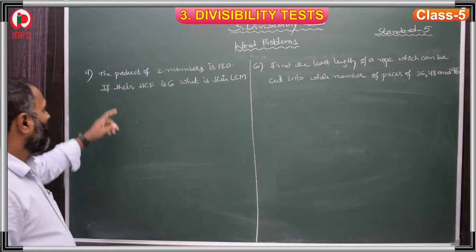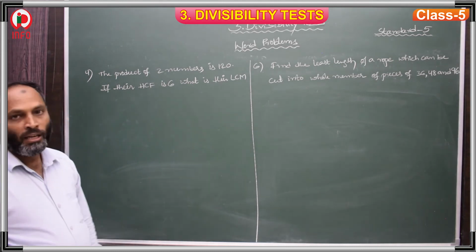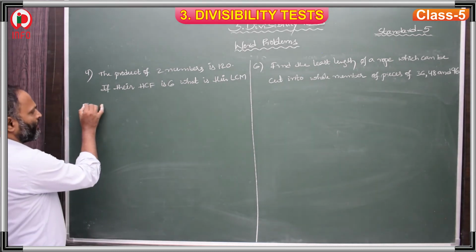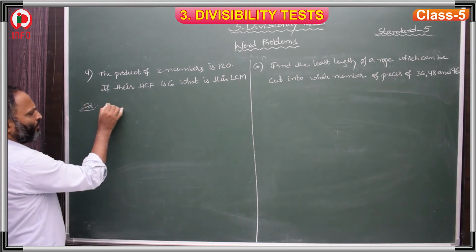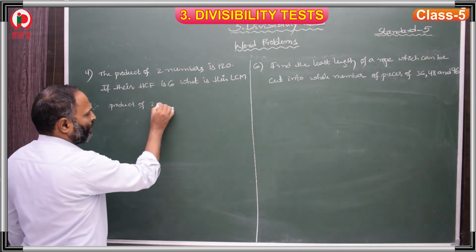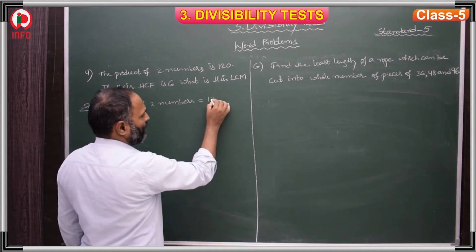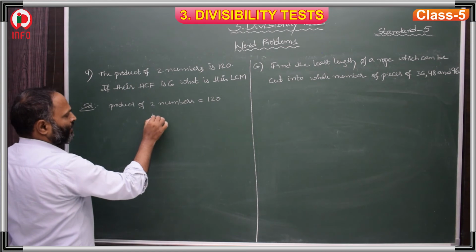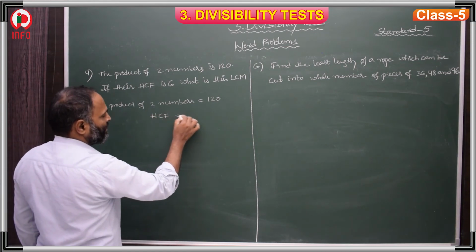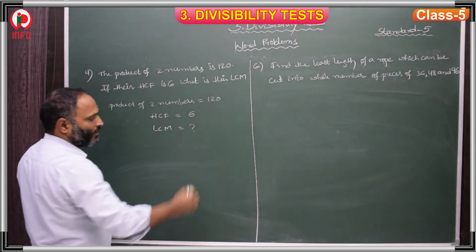Now here, the product of two numbers is 120. HCF is given. What is the LCM? Here what is given first? The product of two numbers is given. That is 120. And the HCF is given as 6. What is the LCM? LCM we have to find.